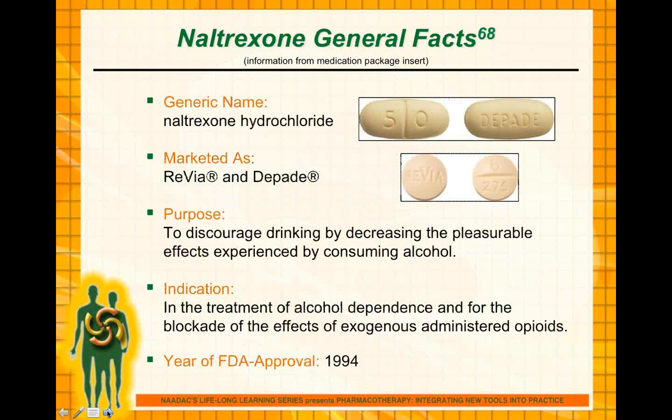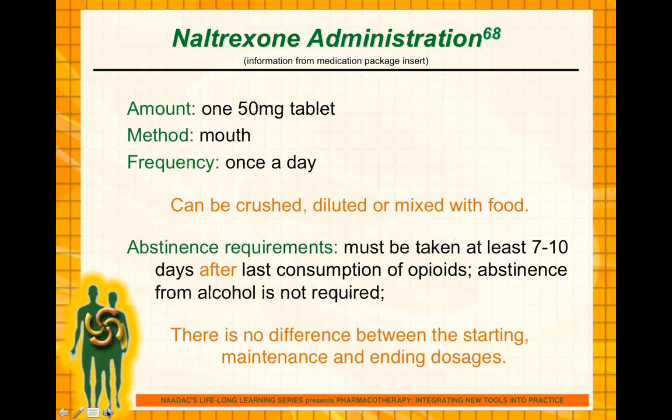So that's disulfiram. Moving on to our last two medications, which are both naltrexone. I'm going to talk about them a little together, but also a little separate. First off, we've got the pill form that came out in 1994. It is marketed as Revia and Depade, and its purpose is to discourage drinking by decreasing the pleasurable effects of consuming alcohol. It is an aid in the treatment of alcohol dependence and for the blockade of externally administered opioids. We're going to talk about what that means, because naltrexone is FDA approved for both alcohol dependence and opioid dependence. I'm going to explain why that is true in just a second.